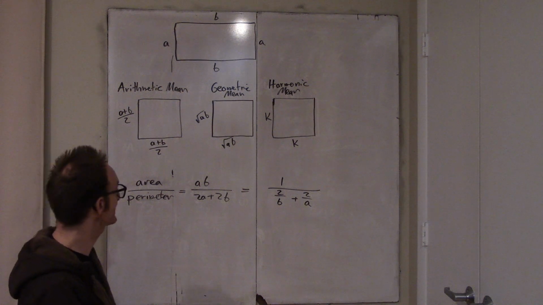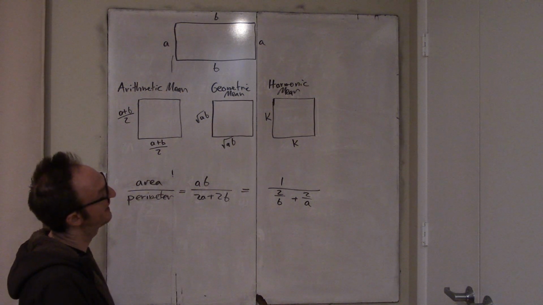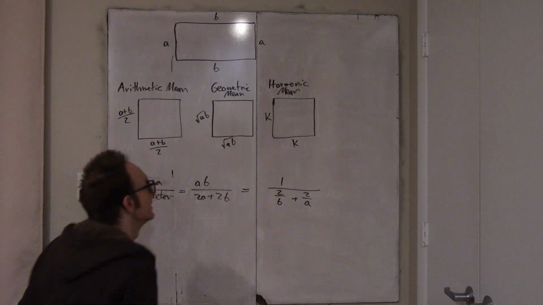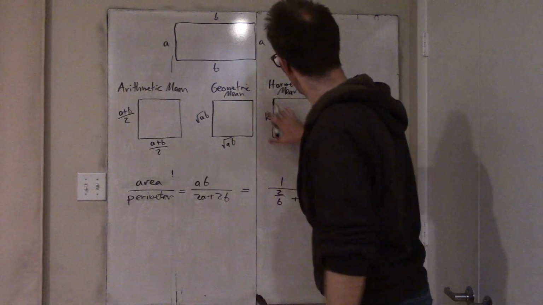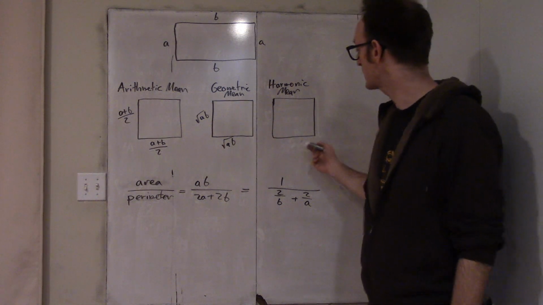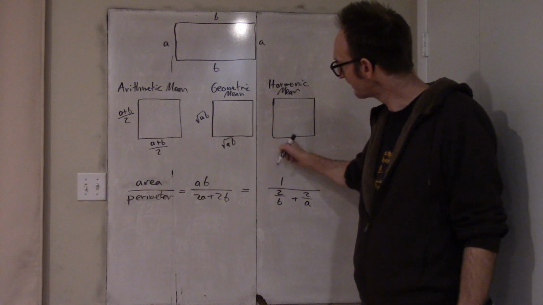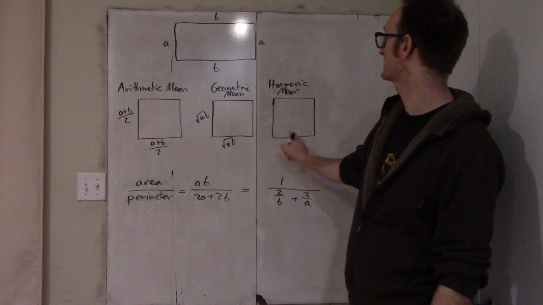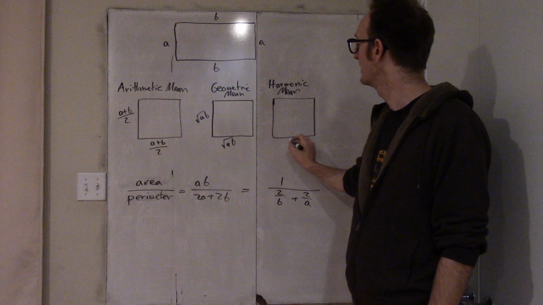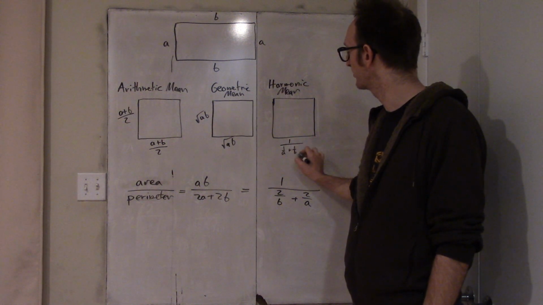Oh, okay, so that's the area to the perimeter ratio of a generic rectangle. Then, well, let's just jump to the end. What is K? K is the harmonic mean. So yeah, I think I got this right, because thus every side of this square will be 1 over A plus 1 over B over 2.